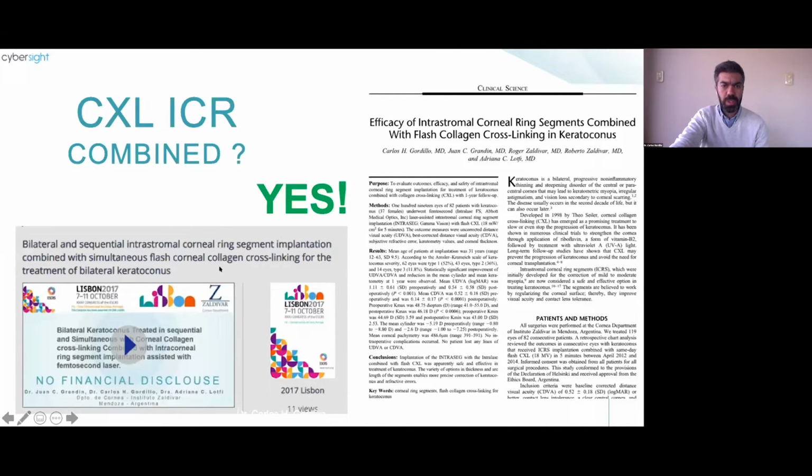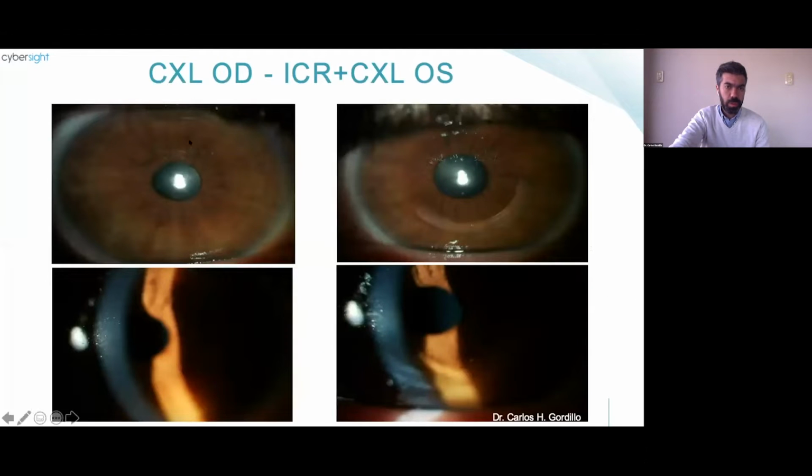This is a presentation we did in Lisbon, and you can also see it in Cornea Journal, where we show the efficacy and the safety of doing the bilateral procedure in combination. And this is a patient where we performed cross-linking in one eye and the combined surgery in the other.